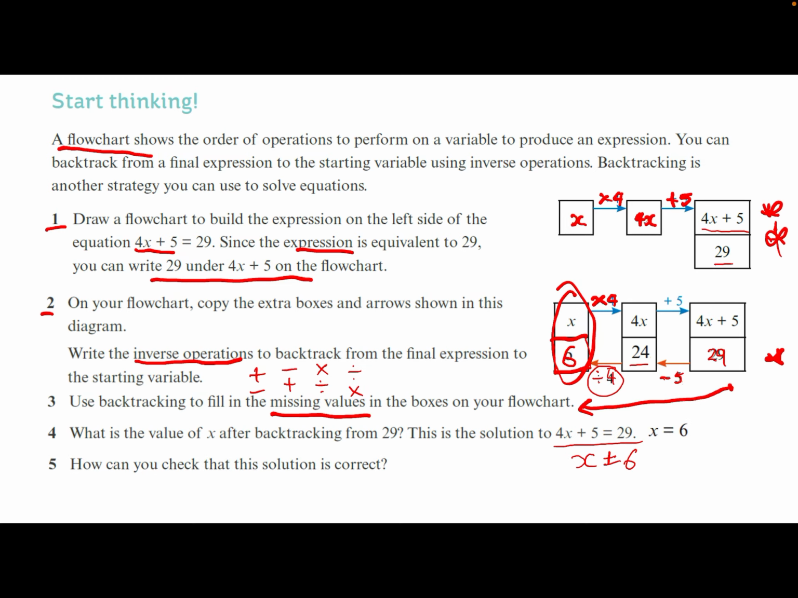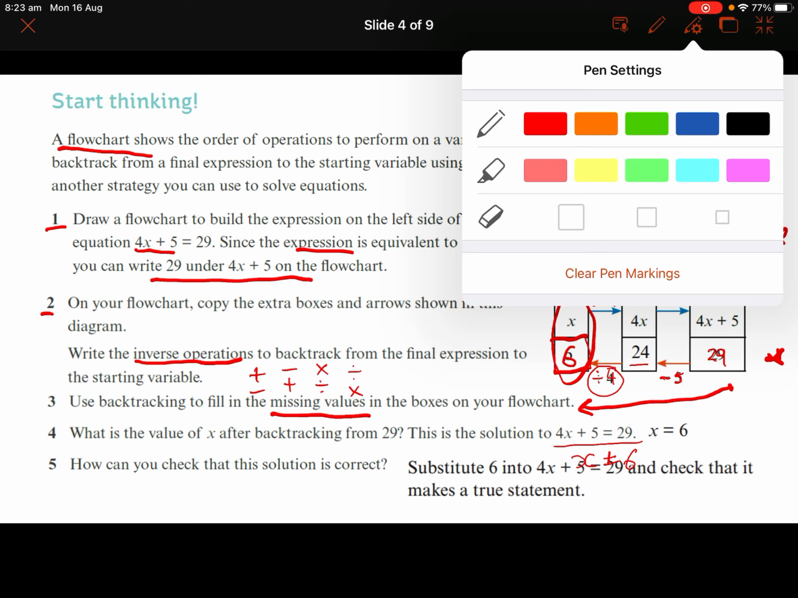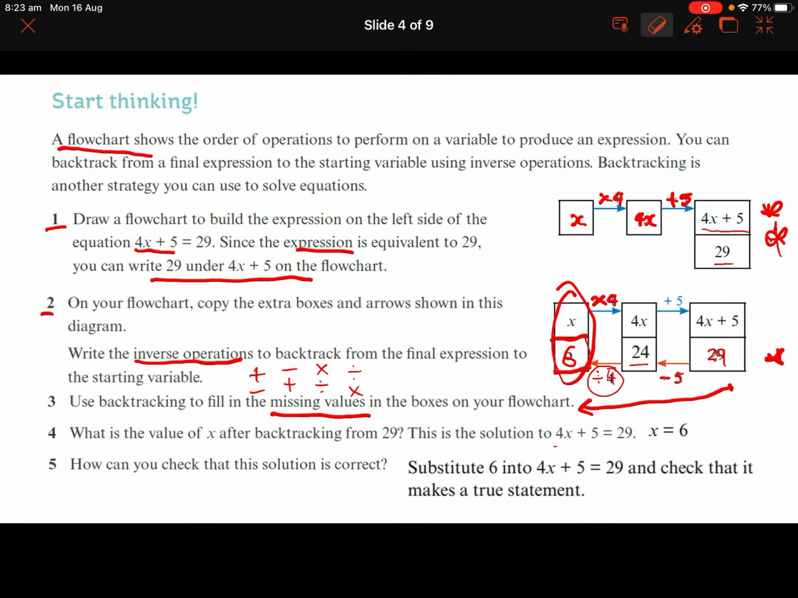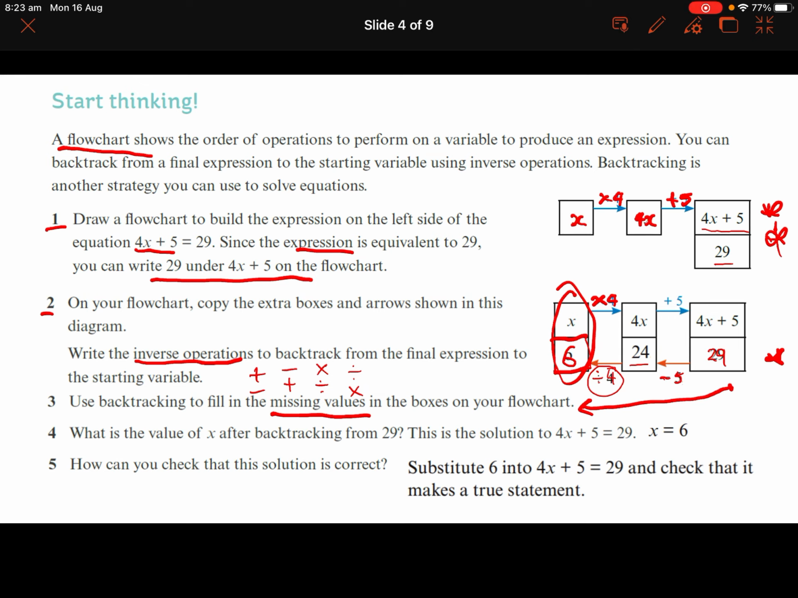How can you check if that solution is correct? Well, you can substitute it into the initial value. So I'll just try to find an eraser. Substitute 6 into the equation, and then you should get a true statement.